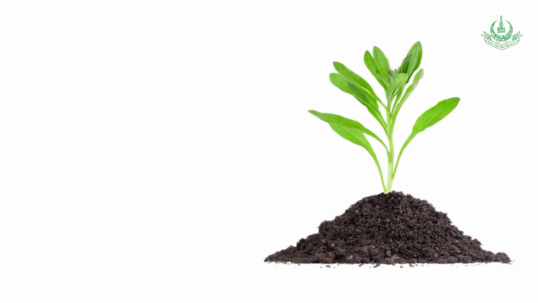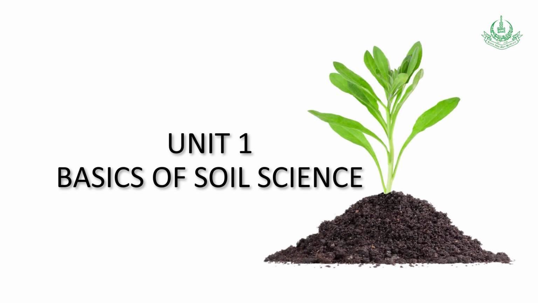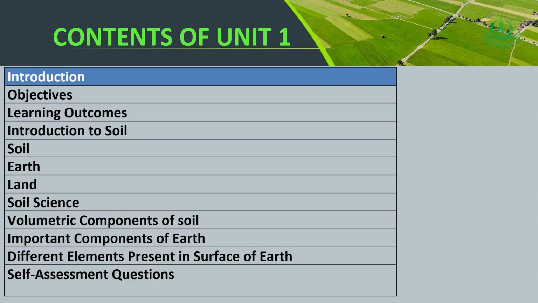Unit number 1 is basics of soil science. That means we are going to start with what soil science is and how it affects agriculture, and what the role of soil science is in raising crops and nutrients and managing agriculture husbandry. These are the contents.